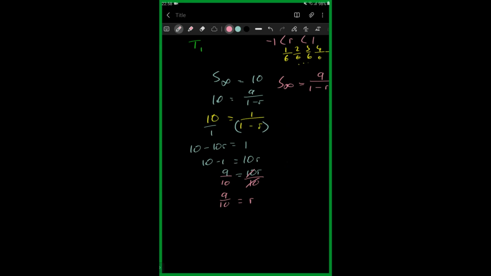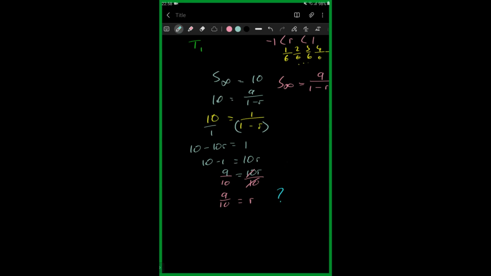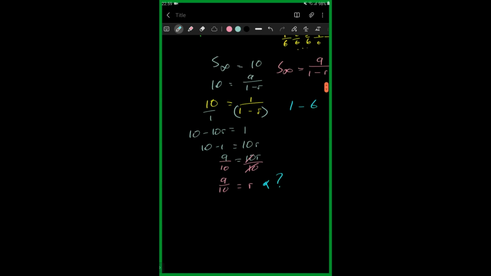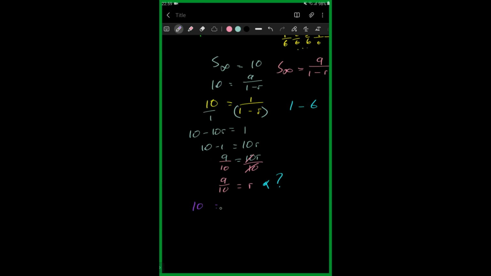But the thing is, we cannot necessarily have 9 over 10. It's not a valid option because the numbers on the die are from 1 to 6. So you cannot have any value that is going to give you 9 over 10 in its simplest form. But anyways, let's try a as a 2. If a is a 2, we're going to have 3 here, 1 minus r.